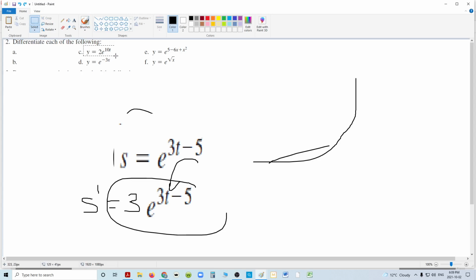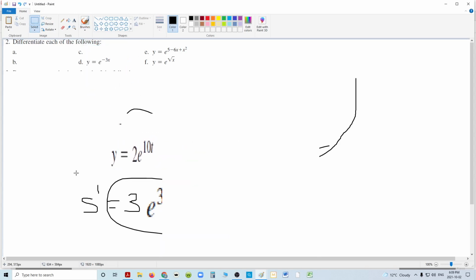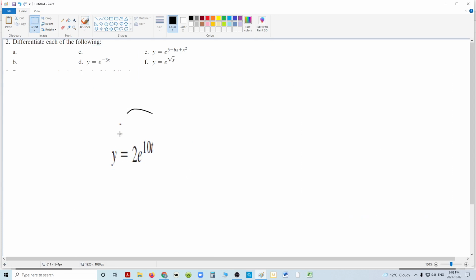What's the derivative of this? Same rules. The derivative of this is the same function times the derivative of 10t, which is 10. The 10 can multiply the 2. So 2 times 10 is 20. So the derivative of this, y prime, is equal to 20 times e to the power of 10t.